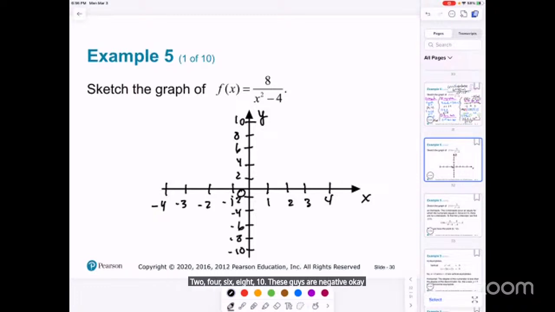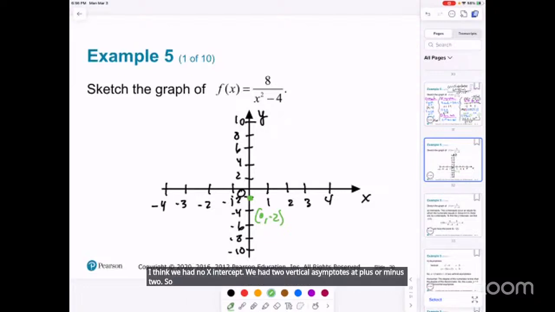All right. So let's start off with our y-intercept. We got a y-intercept of 0, -2. So I'll put that right here. That's the point 0, -2 for the y-intercept. I think we had no x-intercept. Okay. We had 2 vertical asymptotes at ±2, so I'm going to capture those. So we got one here.